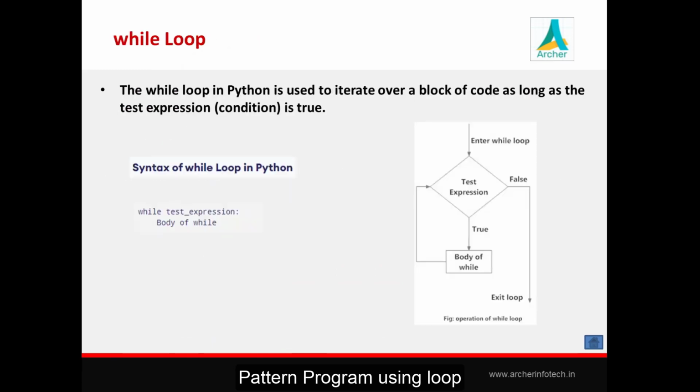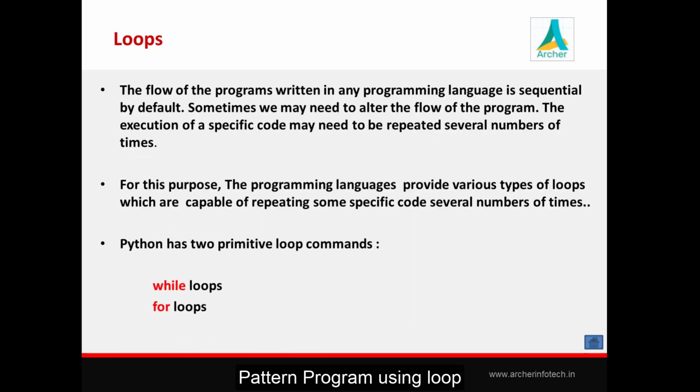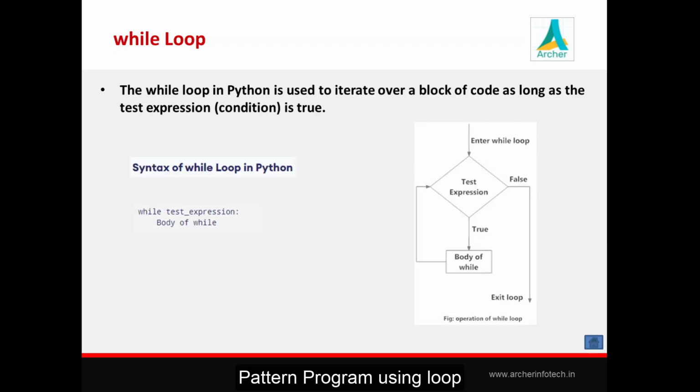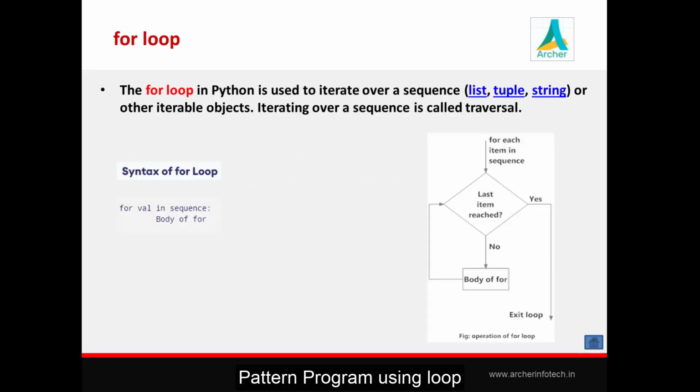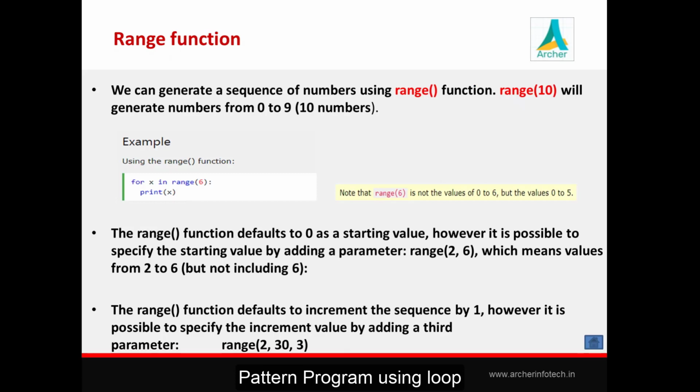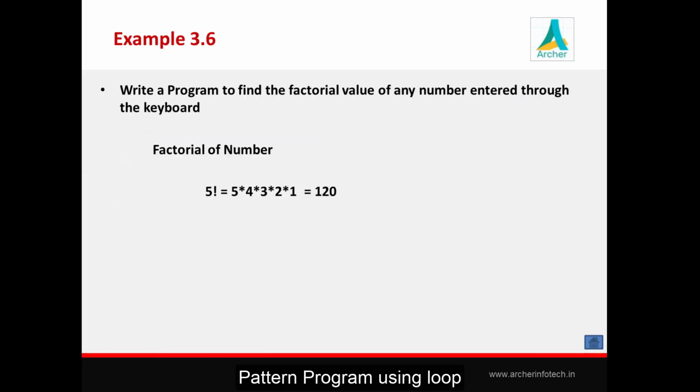See once again what we have seen in case of loops. Loops are used for repeating specific code a number of times. Two loops are there in Python, while loop and for loop. While loop works until a respective condition is true. For loop is mostly used to follow a sequence. In case of for loop we can use the range function to create a sequence.